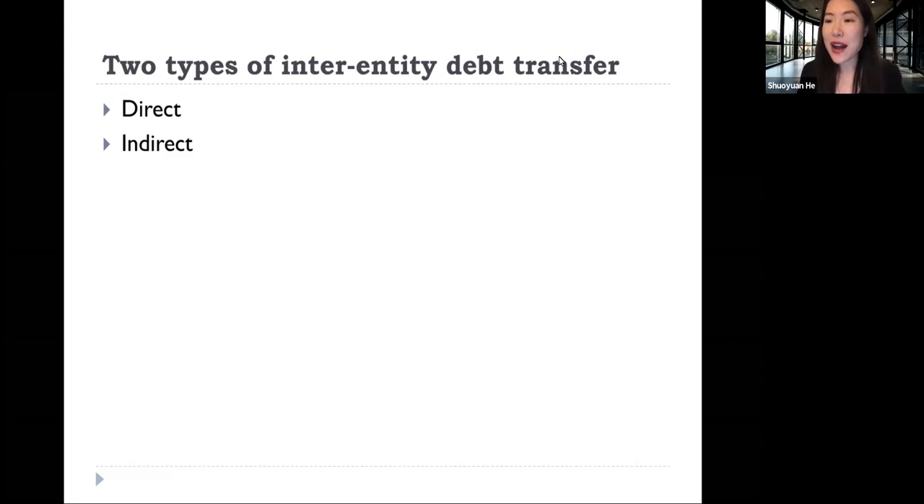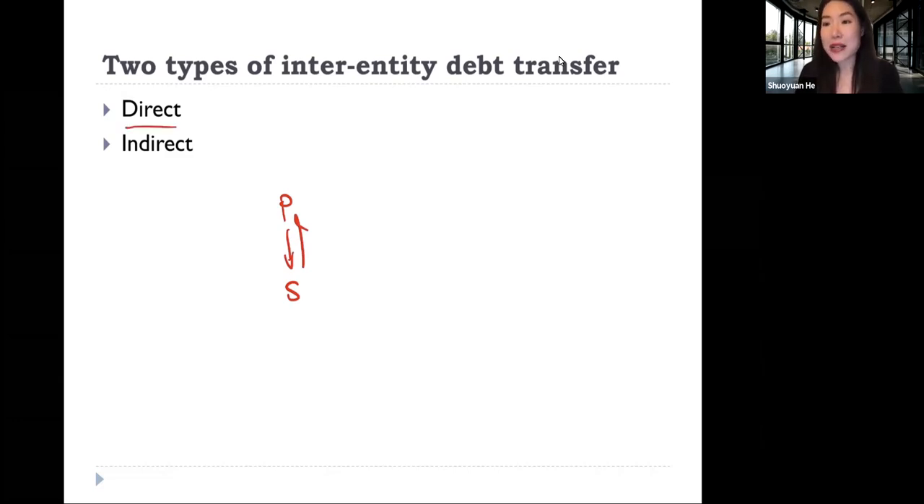So the direct kind of intra-entity debt transfer is, for example, we have a parent and we have a subsidiary. It is either the parent issued debt and that debt is bought by the subsidiary, or the subsidiary's debt is bought by the parent. So that is the direct intra-entity debt transfer.